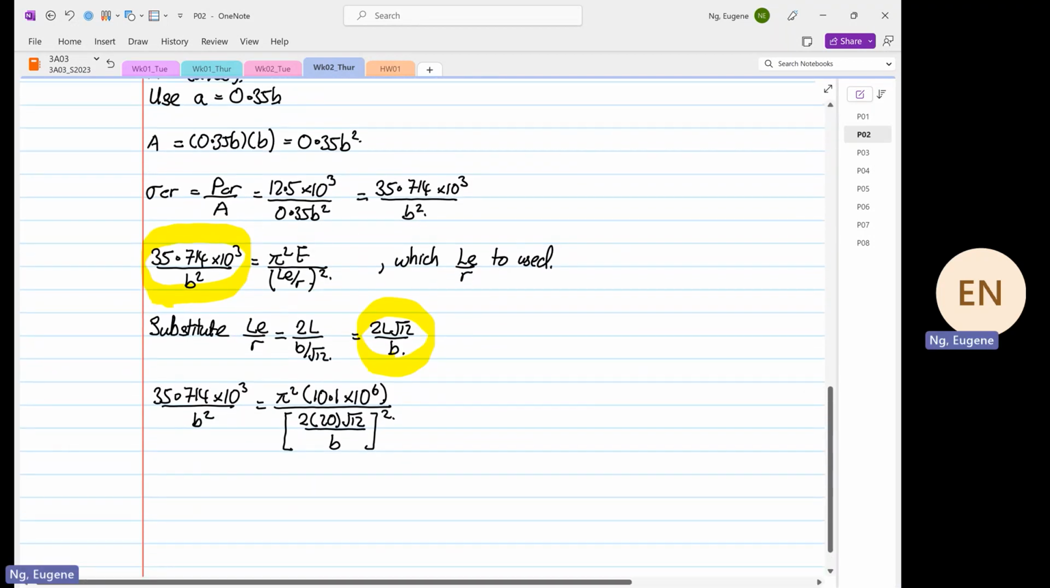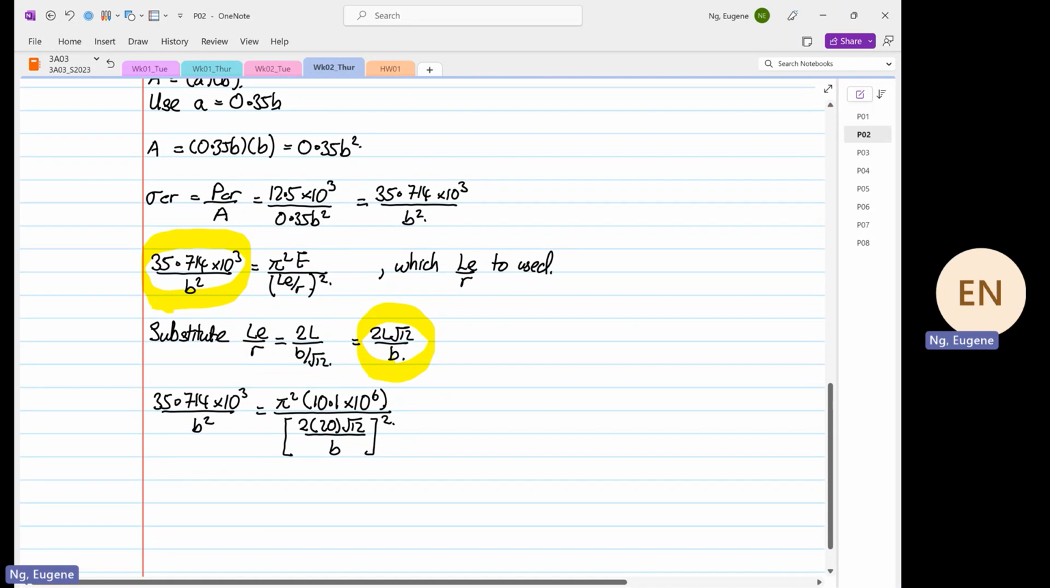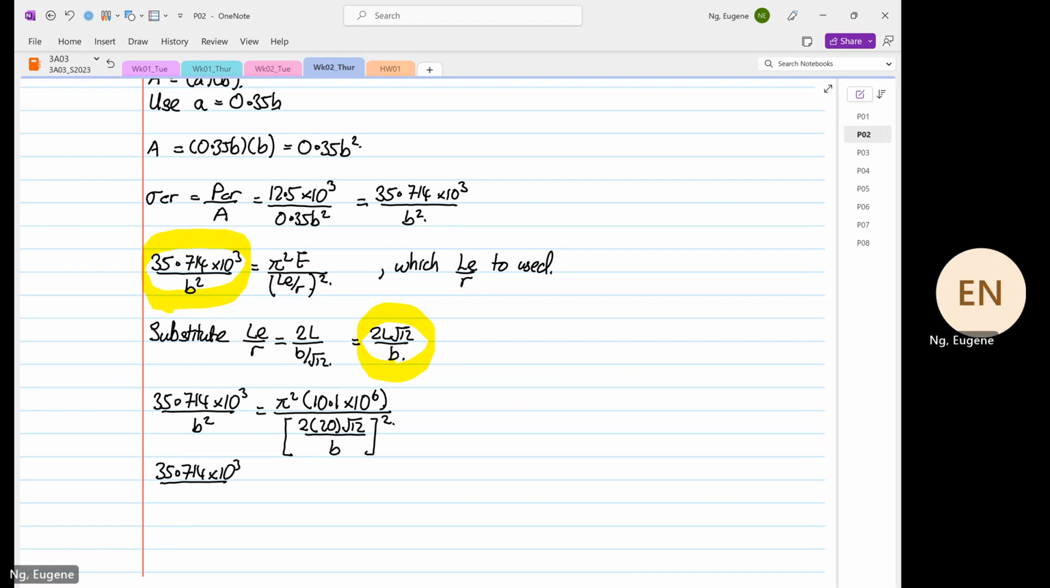Okay. So just to tidy things up, this is equal to 35.714 times 10 to the power 3 over b squared. And over here, this would be equal to pi squared times 10.1 power 6 divided by bracket 2 times 20 times square root 12 close bracket, the whole thing squared.